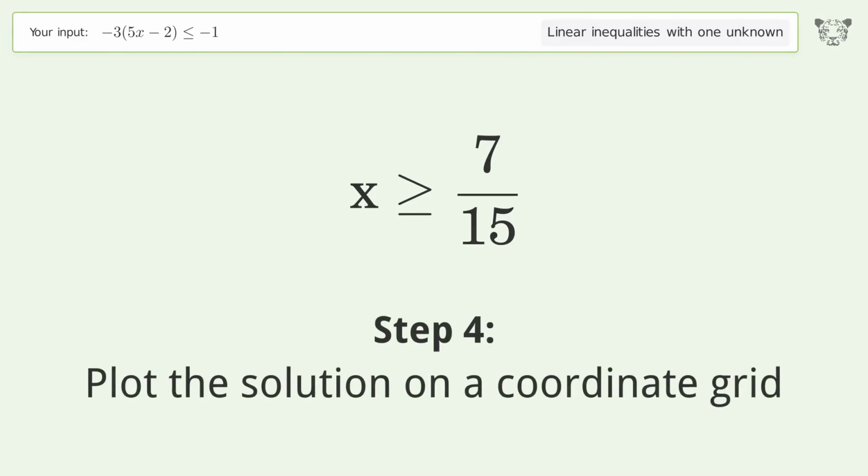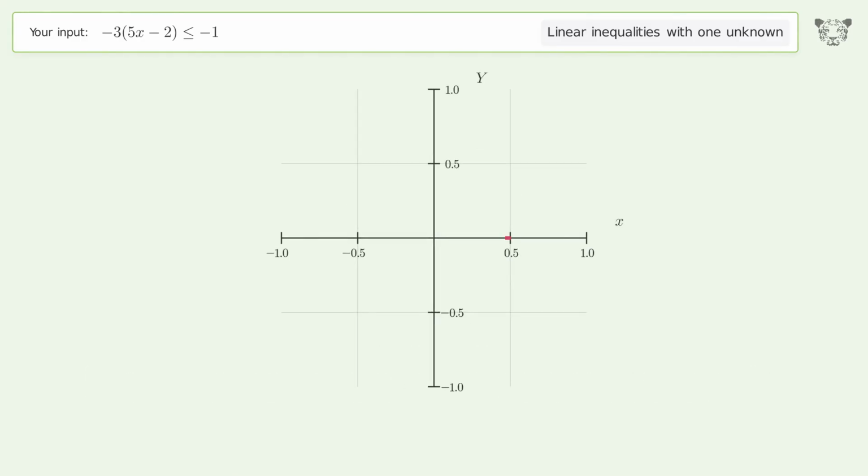Plot the solution on a coordinate grid. And so the final result is x equal or greater than 7/15.